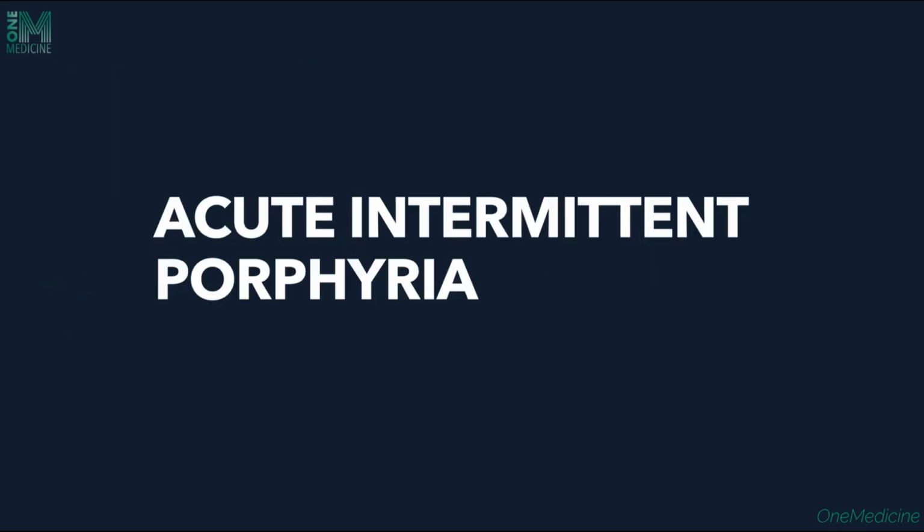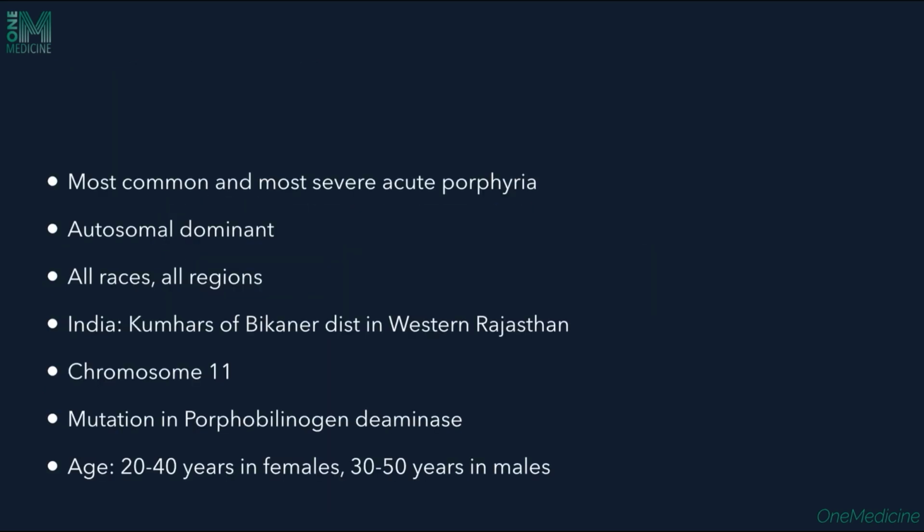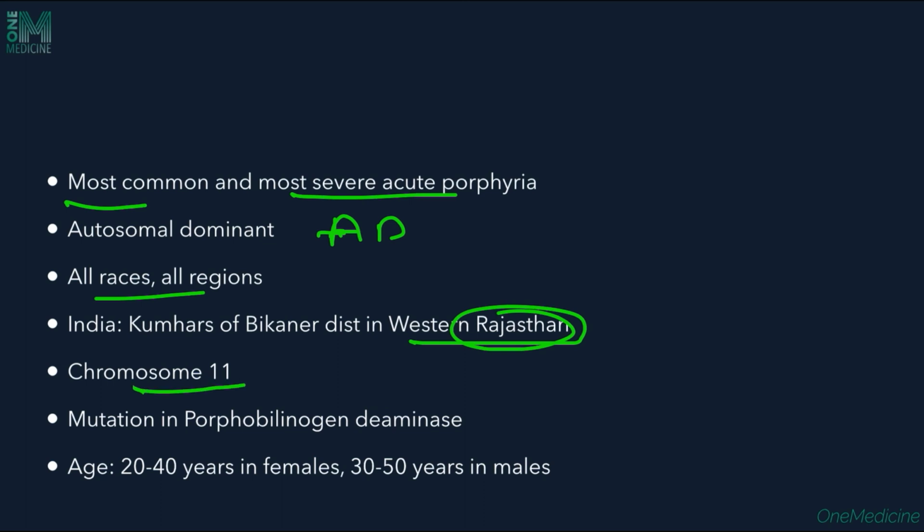Next, coming to the acute form, which is acute intermittent porphyria. It is the most common and the most severe acute porphyria. Autosomal dominant here. All regions, all races are affected. Kumars of Bikaner district in western Rajasthan were affected. Chromosome 11 is involved here, with mutation in porphobilinogen deaminase. This converts porphobilinogen to hydroxymethylbilane, and that is affected here. The 22 to 40 years age group is seen. Females are more commonly affected.